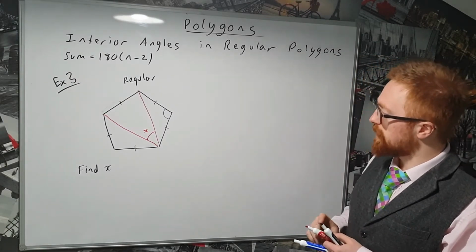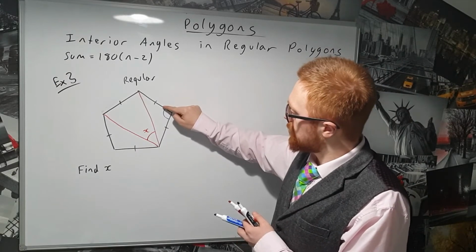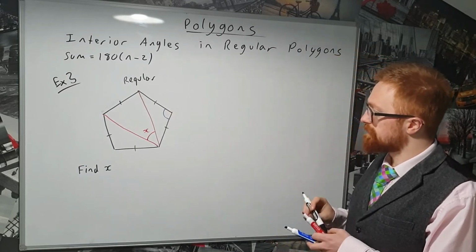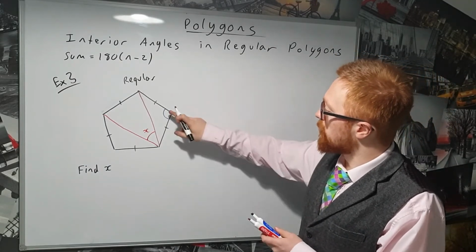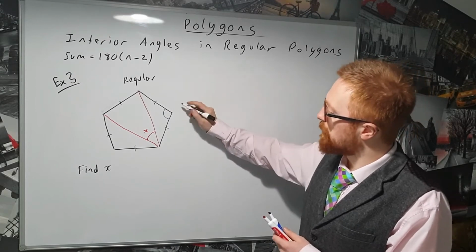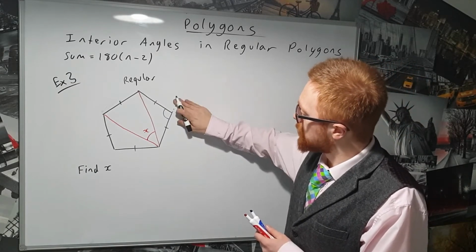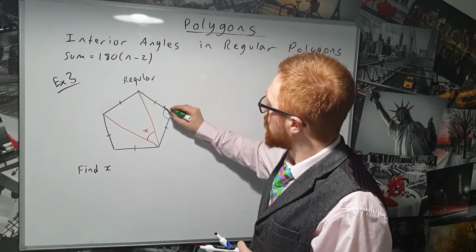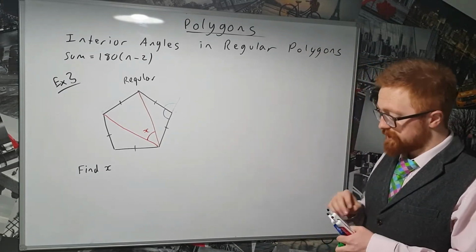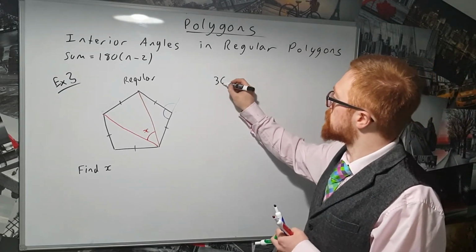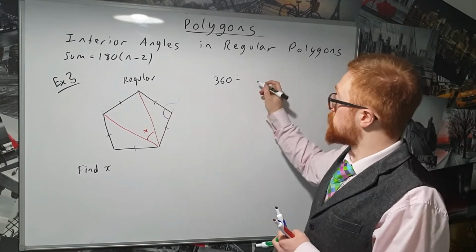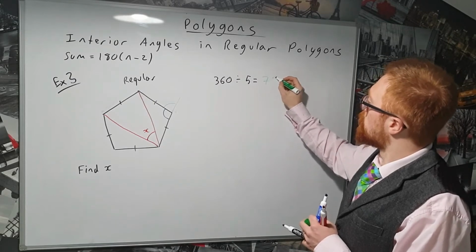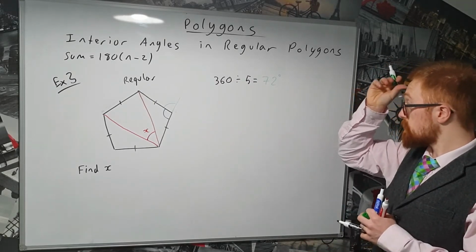Now, if you remember our strategy from last time, we needed to extend this line and work out what one of the exterior angles is to work out what one of the interior angles is. So we've got 5 sides. Remember, exterior angles add up to, let's use a different colour, let's use green, 360. So I'm going to do 360 divided by the number of sides, which is 5, and that's going to give us a value for this green angle here, which is 72 degrees.